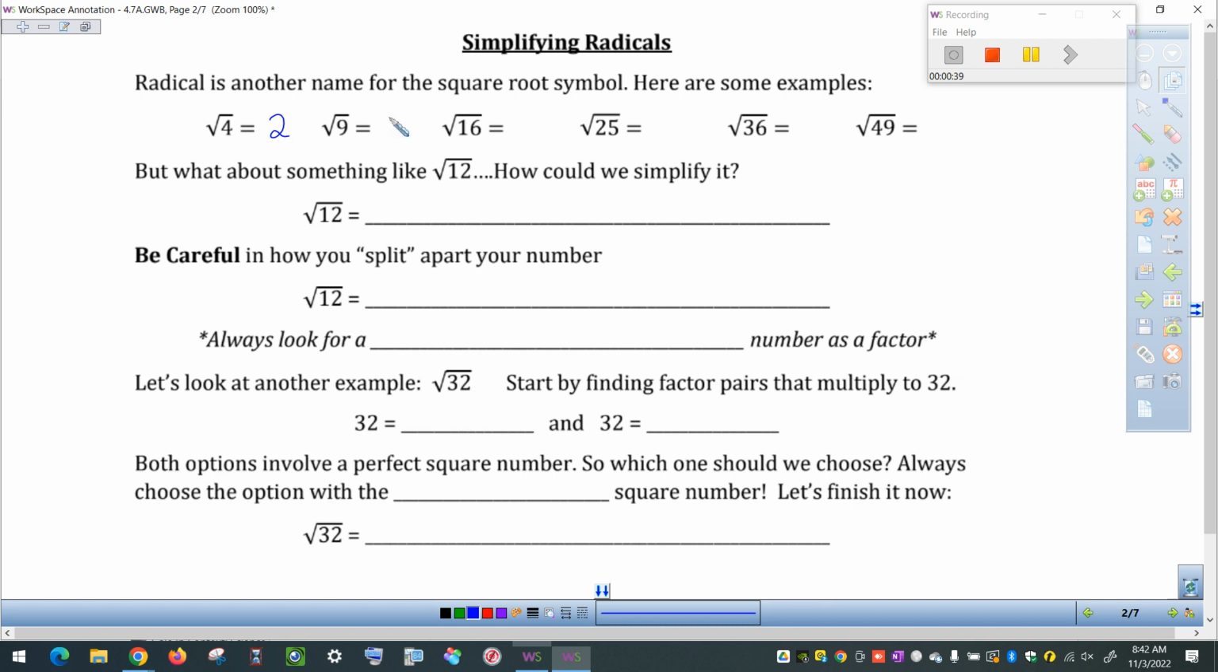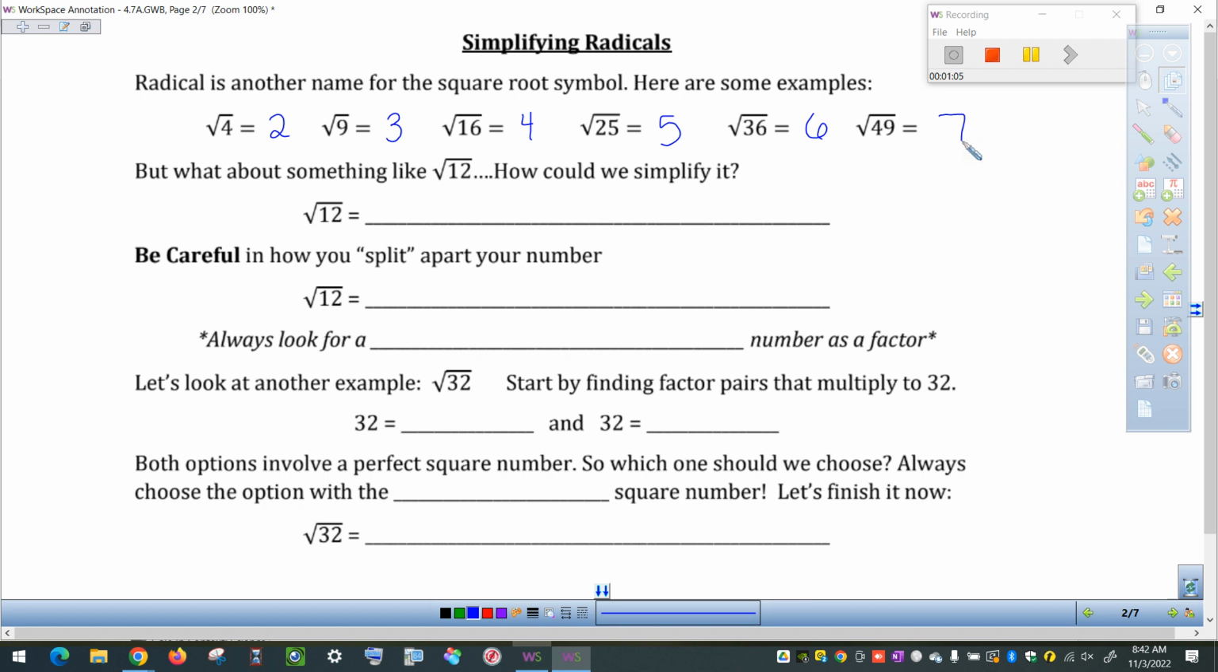So let's go ahead and fill in the rest of these. The square root of 9 is 3. The square root of 16 is 4. Square root of 25 is 5. We have a little pattern here. We're just going up by 1. Square root of 36 is 6. And then the square root of 49 is 7.